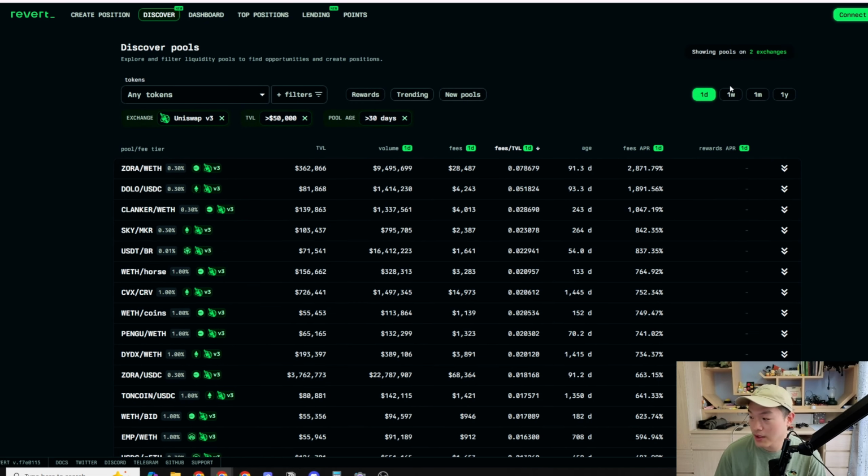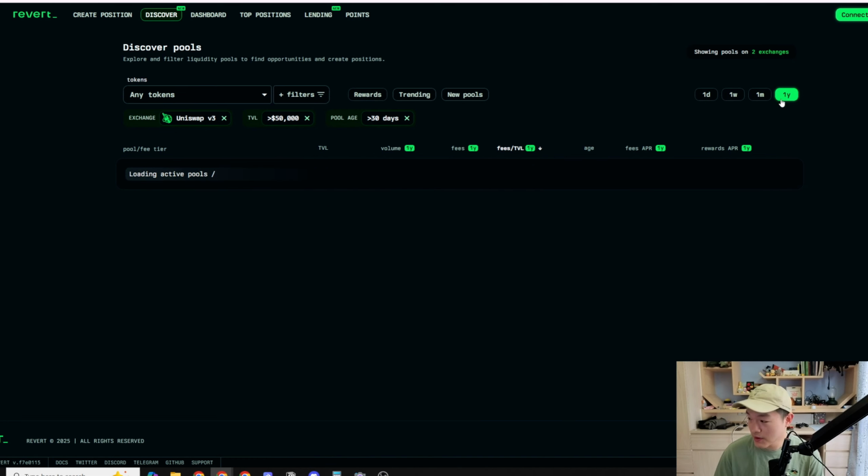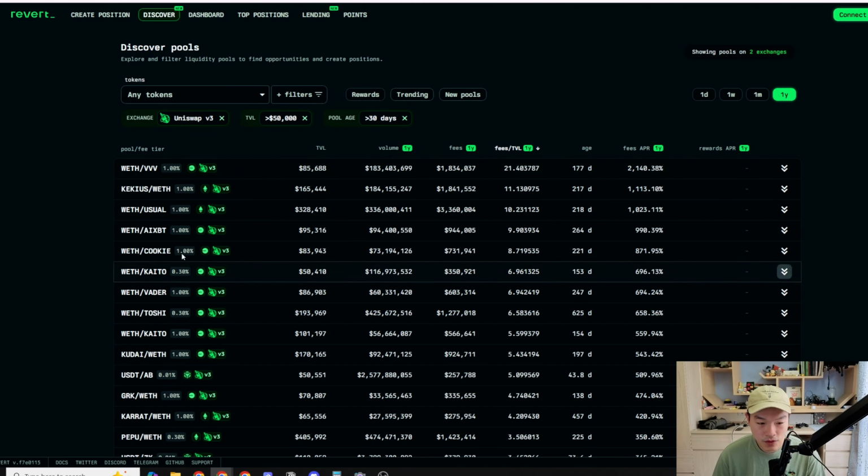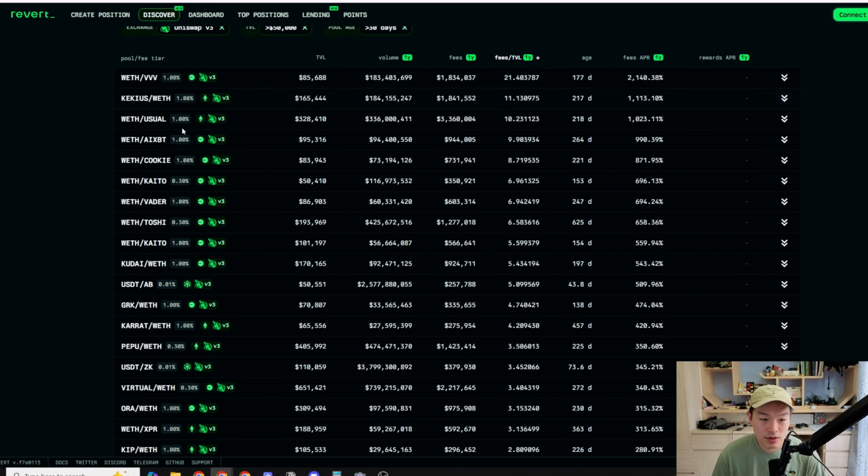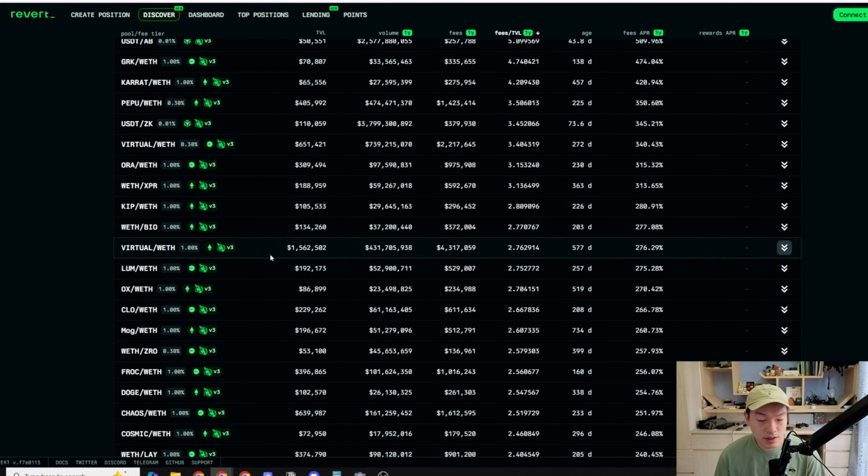If you're trying to find something more consistent, you can filter out by longer time frame. Even using this 1 year time frame here, we can see what it pulls up. So for the 1 year time frame, we see a bunch of older pools here, stuff like Vader, Kaido, Cookie, AIXBT, and a bunch of these pools are on Base because Base usually has a lot of volume, especially recently.